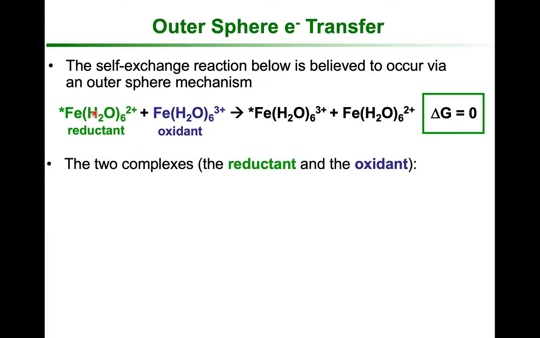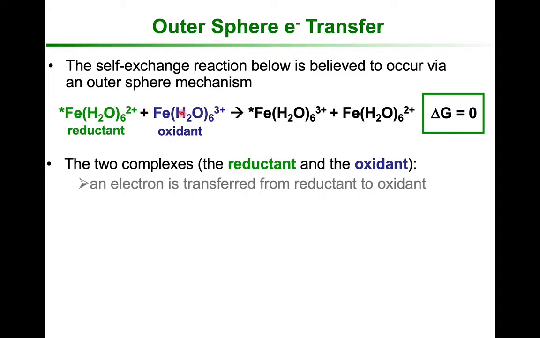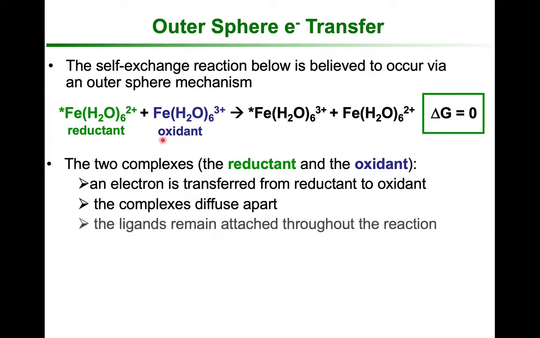The two complexes, the green one here being a reductant and the blue one here being an oxidant. The electron is transferred from the reductant to the oxidant. Then the two complexes diffuse apart, so both of these are moving around constantly in solution. They need to bump each other at least for a second for this to happen, and then they can diffuse back to anywhere in the solution. We don't have any ligand loss during this process, so these 6 waters are firmly attached to the green complex, and these 6 waters are firmly attached to the blue complex.